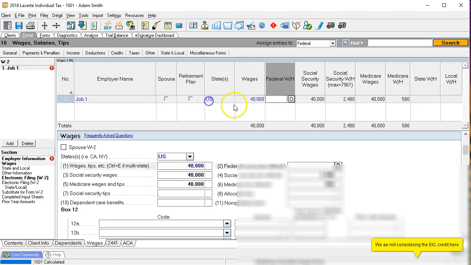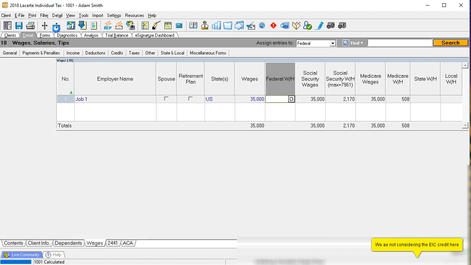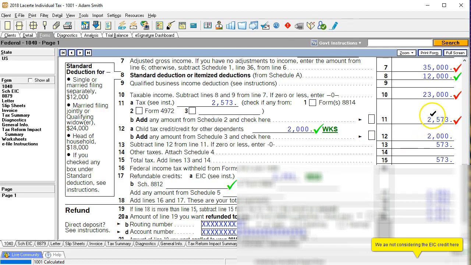Let's go to 35,000, and we'll say, okay, now we're at 2,500. This is what we owe. We're still okay because that brings my tax down to 573. Again, we're not talking about any withholdings. We're saying that we owe taxes now, whether we withheld or not. It doesn't necessarily mean we're getting a refund or not. The 573 is how much we would owe, whether we paid it or not.